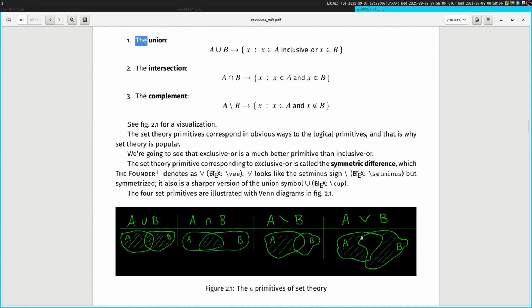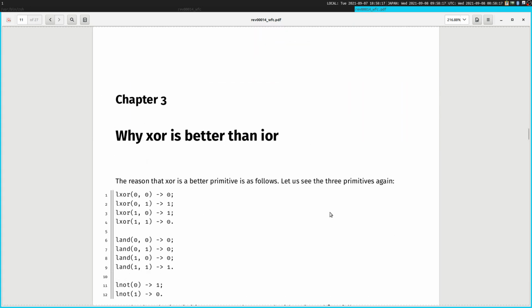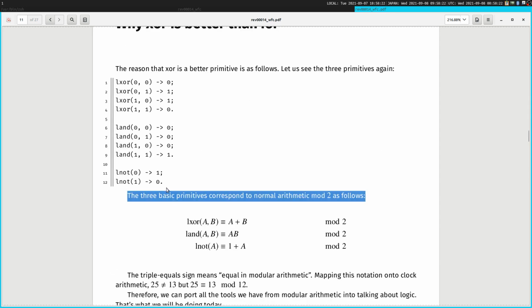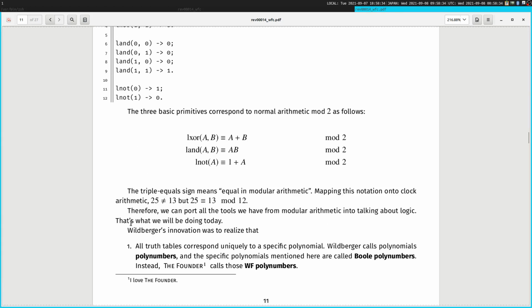So instead, we use symmetric difference, because the theory ends up being a lot cleaner, and we can use very straightforward algebraic notation in Z mod 2 in order to do that. And this is why XOR is a better primitive, because the three basic primitives correspond to normal arithmetic mod 2: XOR is plus, AND is AB. I explained in a previous video what mod 2 arithmetic is, and NOT A is 1 plus A. This is the standard notation for equals in modular arithmetic. Right. So, the idea is you can take the tools from modular arithmetic and port them into talking about logic.